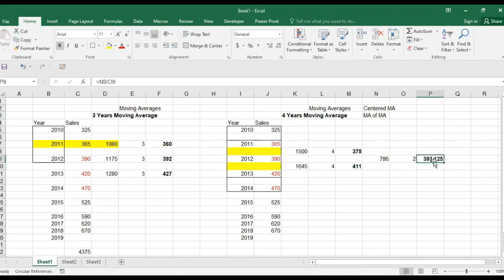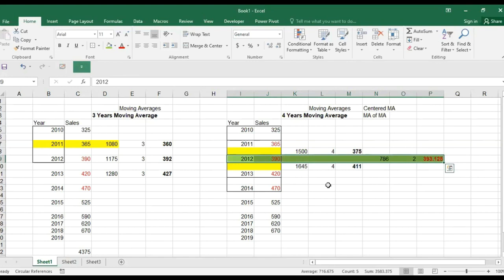So this 393 number is the average of this midpoint and this midpoint. We took 375 and 411. These are 2 numbers, so we divide them by 2 and we get 393. And now you see that 393 is exactly in the middle, and this is exactly for 2012. So that's a representative value. Similarly, you can move forward.